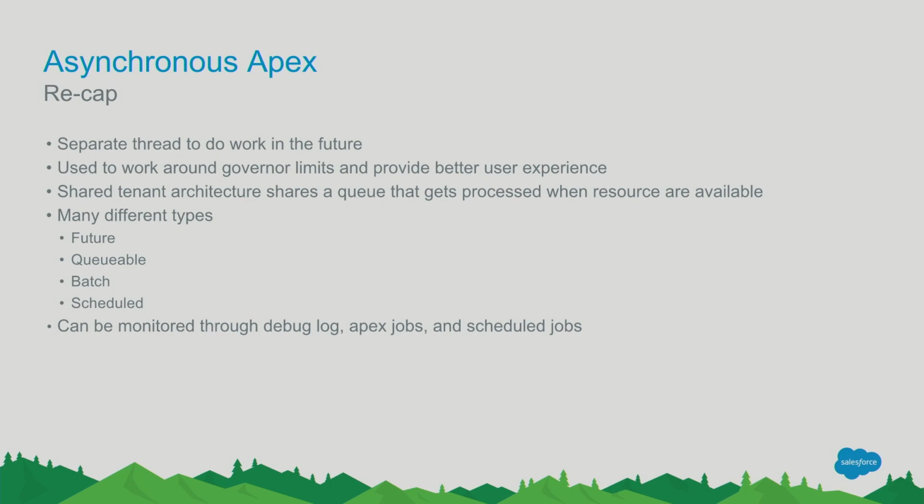So just as a quick recap, basically asynchronous Apex runs in a separate thread to do work in the future. We can use this to get around governor limits or to provide our users with a better experience. Like I said, Salesforce has that shared tenant architecture, so we basically share that queue with everybody else. So when resources are available, that's when our stuff gets processed. Salesforce gives us a number of different tools to work with this. We have future, queueable, batch, and scheduled. And we can monitor asynchronous Apex through the debug logs, Apex jobs, and scheduled jobs.